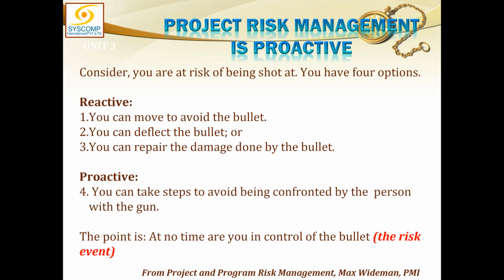So in all these cases, whatever your response is, reactive or proactive, the point is at no time are you in control of the bullet. The risk event was the bullet, and you were never in control of the bullet. So what you could have done, you could have moved away from the bullet, you could have deflected the bullet, you could have repaired the damage from the bullet. These are all the reactive actions. And the proactive is that you may not have encountered the situation. You may have avoided the whole situation altogether.